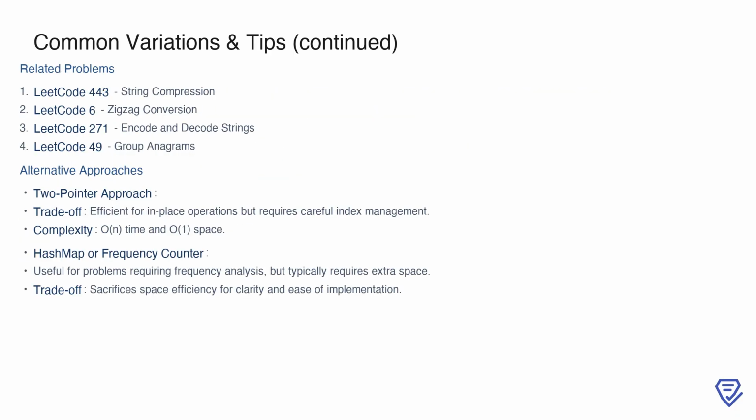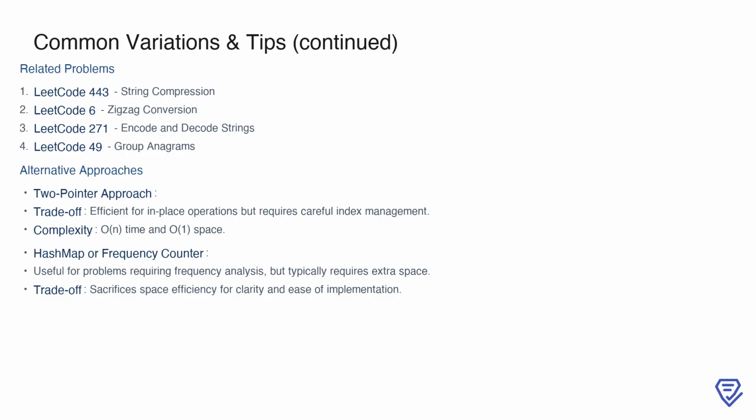It's helpful to explore related problems to deepen your understanding of string manipulation and compression techniques. For instance, LeetCode 443, which is the current problem, ties closely to others like zigzag conversion, encode and decode strings, and group anagrams. Each of these problems provides opportunities to practice similar skills in different contexts.